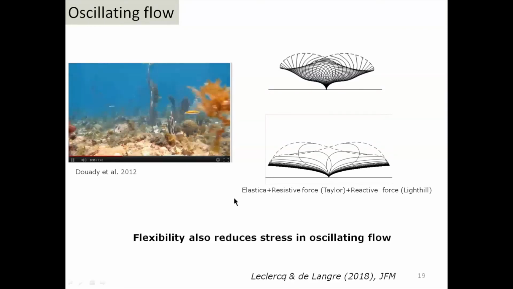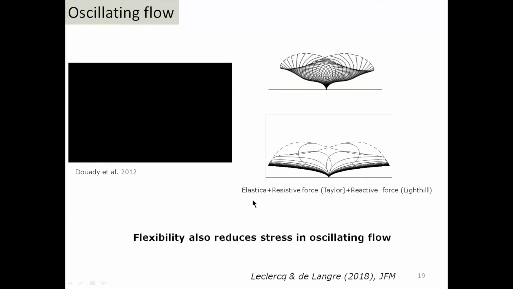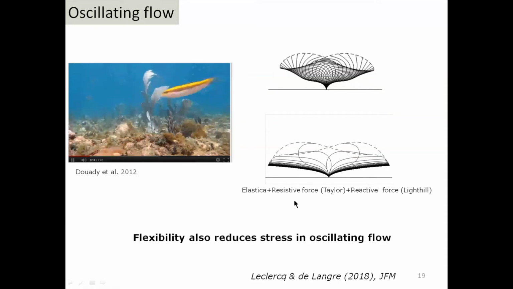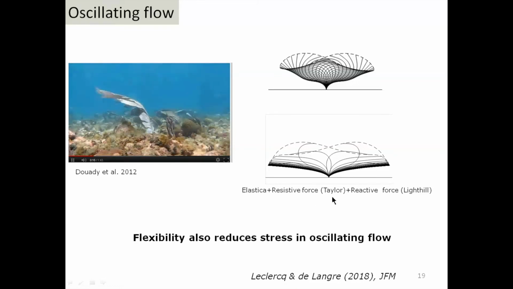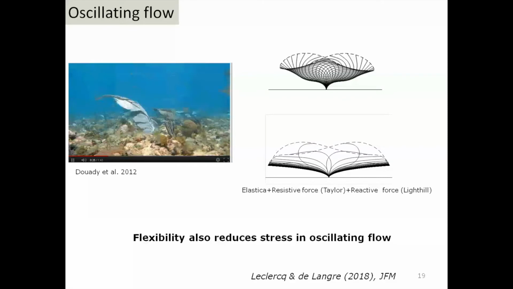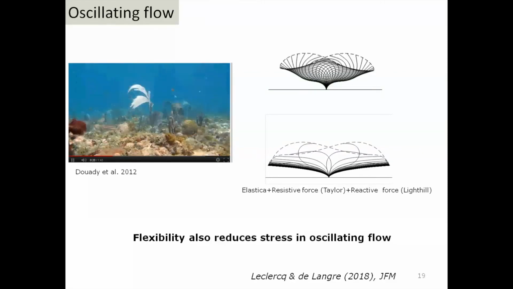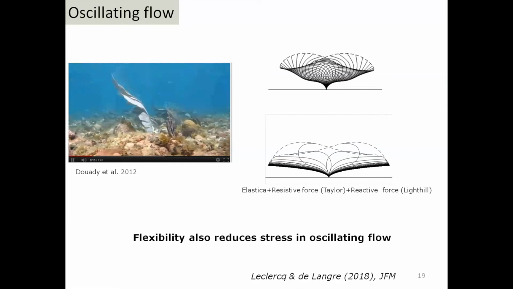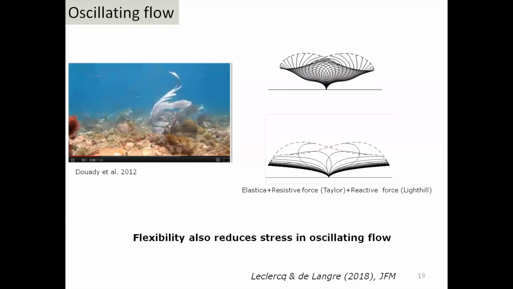So if you do a very simple model of a beam with an elastica and a simple model of interaction by resistive force and reactive force, so these are simple models of local interactions, and you compute the stress in the dynamics, what you find out is that the inertial effects actually do change the reconfiguration scenario I was showing you, but they do not prevent drag reduction. So flexibility also always reduces stress in oscillating flows, except in some very particular case of resonance.